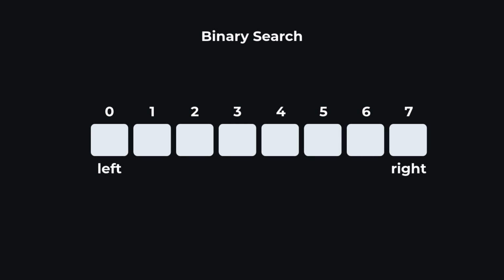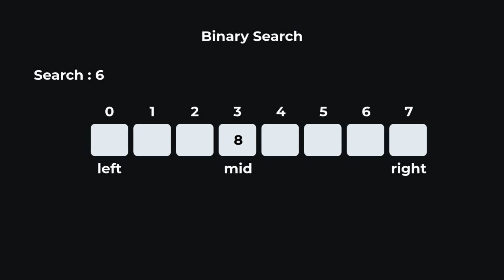We set a variable left at the start of the array and right at the end, then calculate mid using the formula mid equals left plus (right minus left) divided by 2. Next, we compare the number in the middle with the value we're searching for. If the two values are equal, we've found the target and return mid.